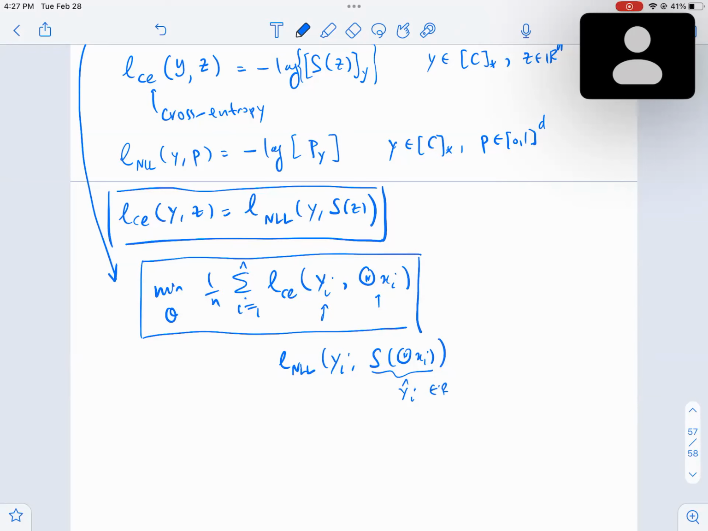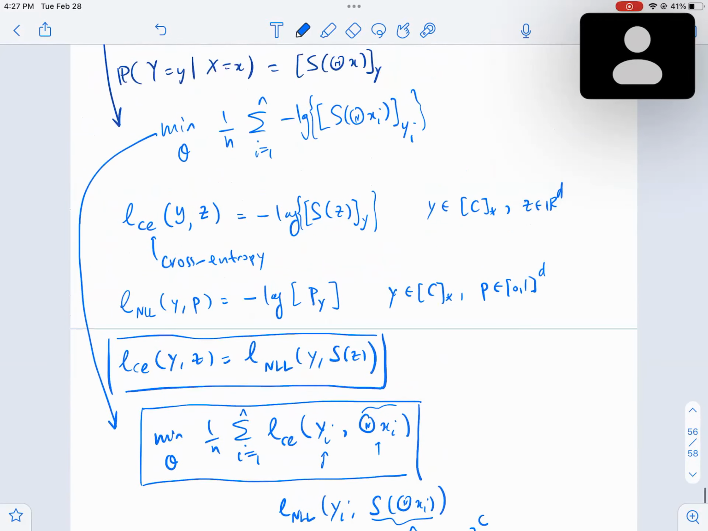And both of them are in R^C. Sorry, this would basically be p hat, not y hat. This has the meaning of a probability, so p hat i. This would be more like a logit. But in any case, once you understand what you're doing, it doesn't matter what you call these things. Okay, but this problem is often how people train or fit softmax regression rather than quadratic loss. It just takes the loss from the MLE problem.